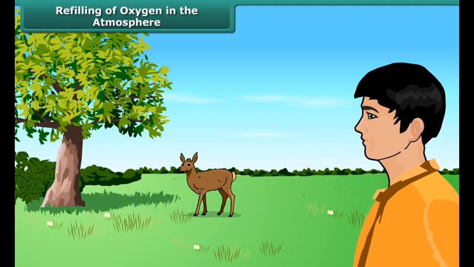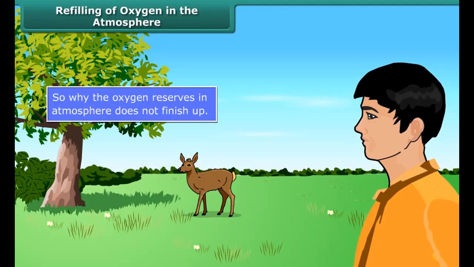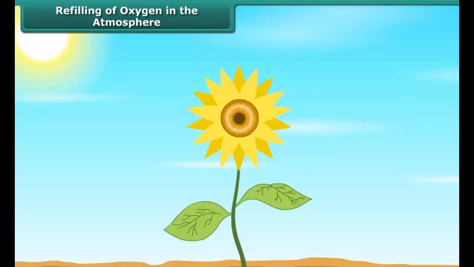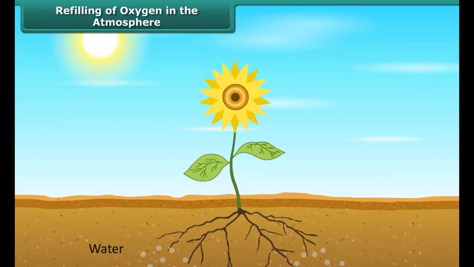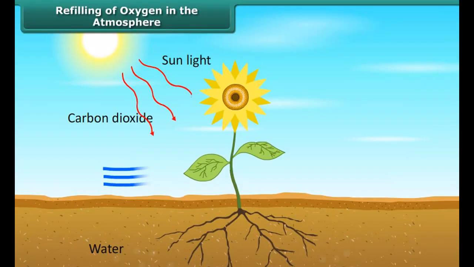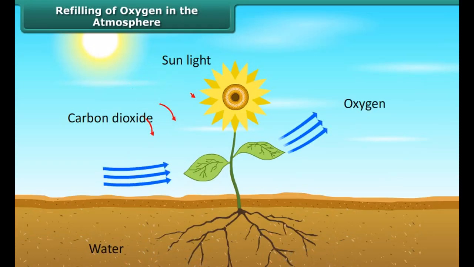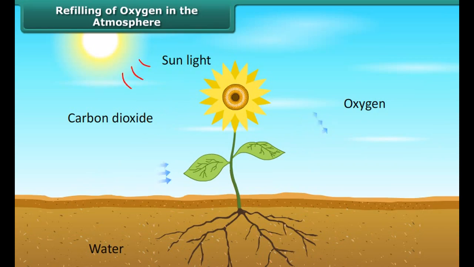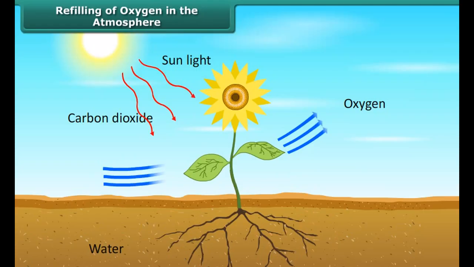Several billions of humans, animals, and other organisms are consuming huge amount of oxygen from atmosphere every day. So why do the oxygen reserves in atmosphere not finish up? Do you know how? The plants produce oxygen during photosynthesis. This oxygen is released in the atmosphere. Plants also consume oxygen for respiration, but they produce more of it than they consume. So the plants silently save us from dying without even being noticed.